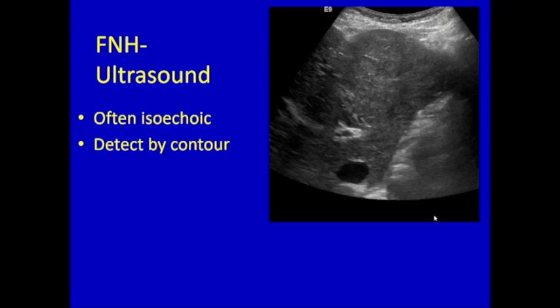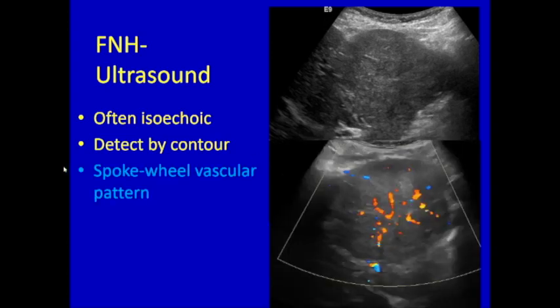And I will show you the one feature. This was supposed to be how you can diagnose these on grayscale. They're often isoechoic. We see them by contour. Anybody have an idea of what might be useful to tell if it's an FNH? Something that Stephanie's going to talk about. The spoke wheel vascular pattern. And we can actually see this by turning on the color Doppler. So remember this for the SAMS questions.